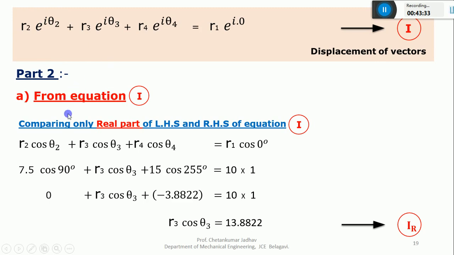First, I'll consider comparing only the real part of LHS and RHS. So what is the real part of this one? R2 cos theta 2, right? So directly I can write. I have done the exercise, right? Directly you should be able to write this.